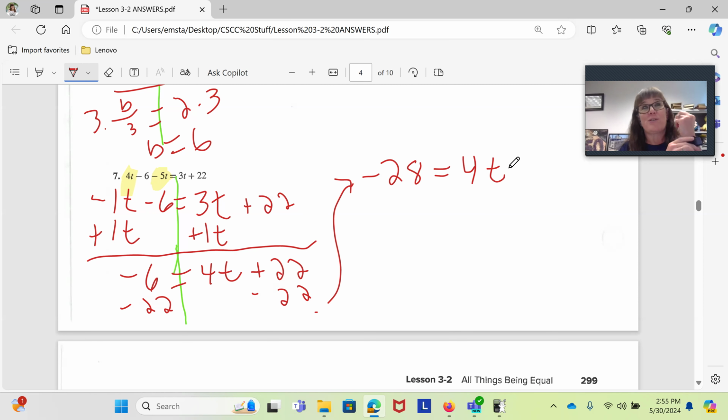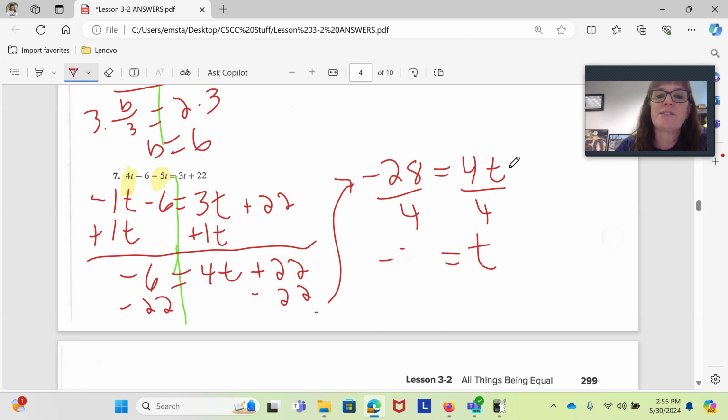We're at my favorite step. I've always, for 30 years, called this the happy dance step, because when you see that number smashed up against the variable, you know you're ready to divide. That 4 is attached by multiplication, so we divide it. And again, use your calculator as much as you need to. For negative 28 divided by 4, it will spit out negative 7.